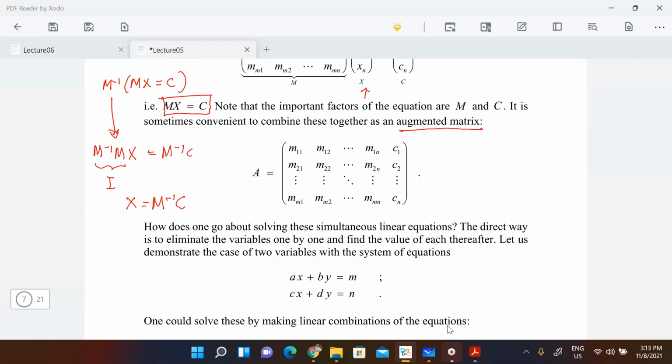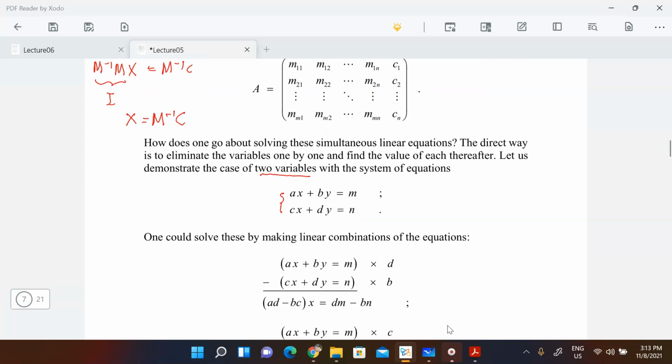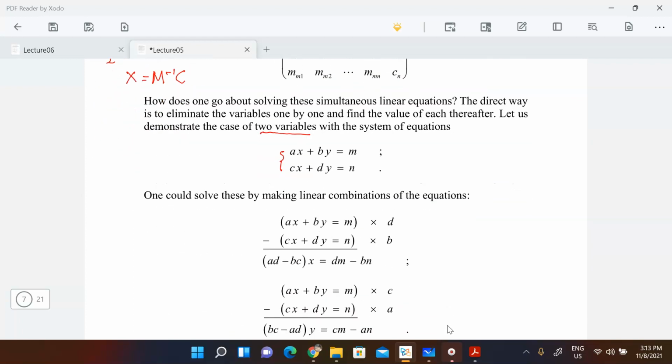Let's take the simplest case first, which is the simplest non-trivial case. So the simplest non-trivial case is the case of two variables with two equations in this way. And this is still general because I'm not putting numbers for your A, B, C, and D here, and your M and N here. We keep it as general as possible. Okay, so what do you do in this particular case? If you really want to solve for X and Y, the best thing is to do some elimination technique.